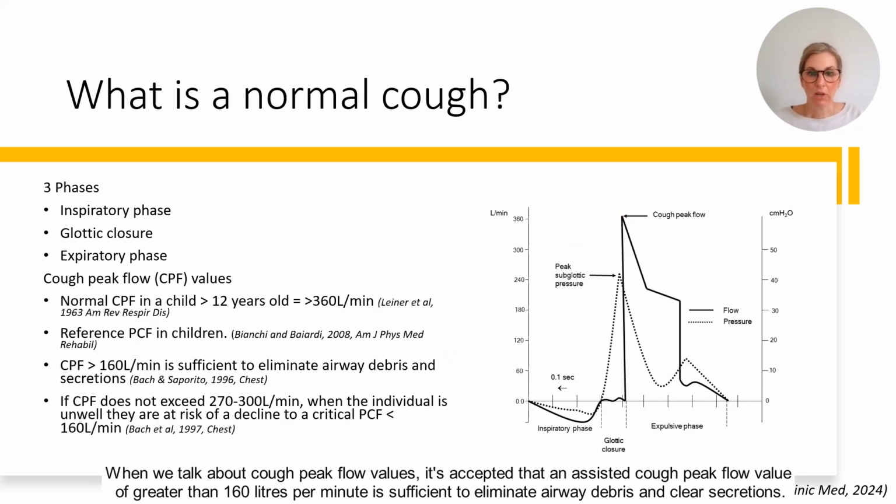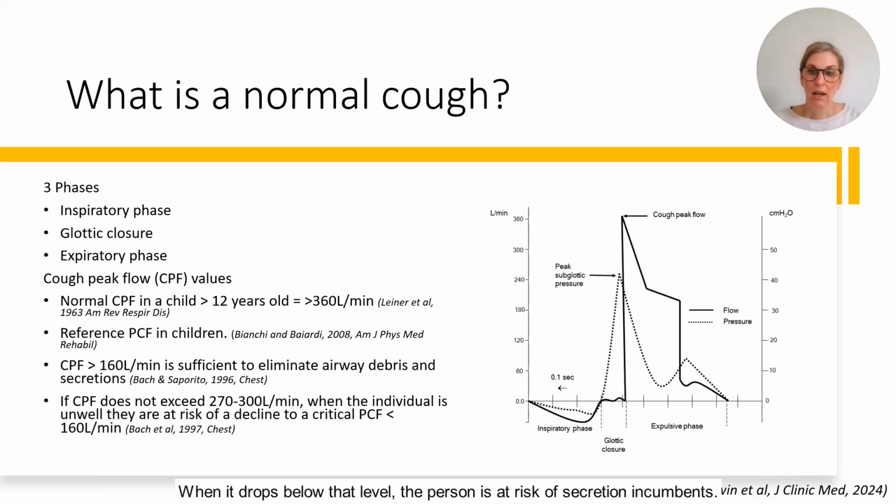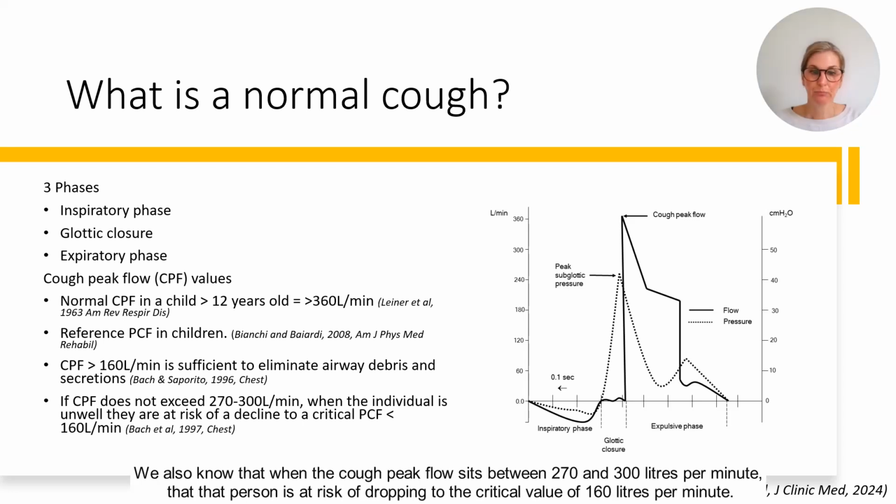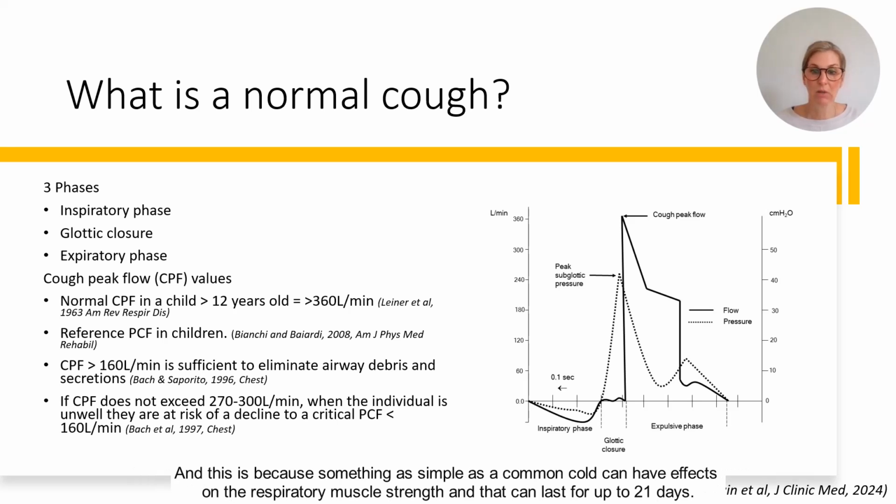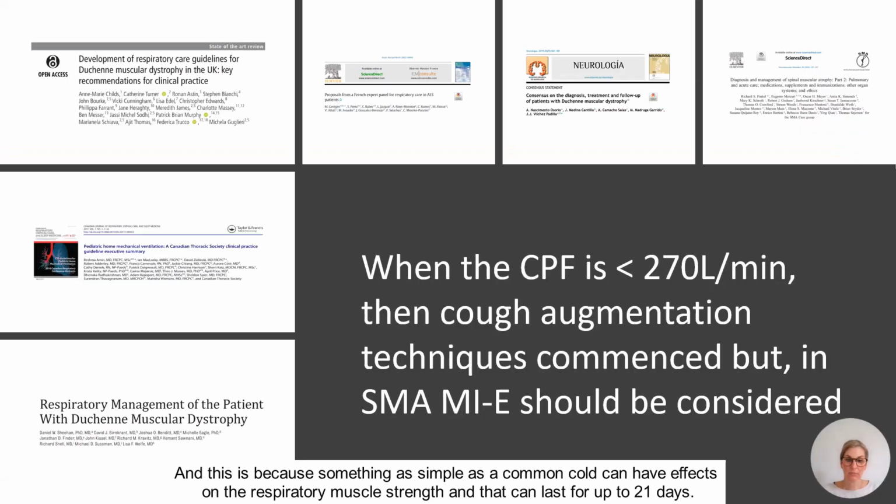When we talk about cough peak flow values, it's accepted that an assisted cough peak flow value of greater than 160 litres per minute is sufficient to eliminate airway debris and clear secretions. When it drops below that level, the person is at risk of secretion incontinence. We also know that when the cough peak flow sits between 270 and 300 litres per minute, that person is at risk of dropping to the critical value of 160 litres per minute. And this is because something as simple as a common cold can have effects on the respiratory muscle strength, and that can last for up to 21 days.